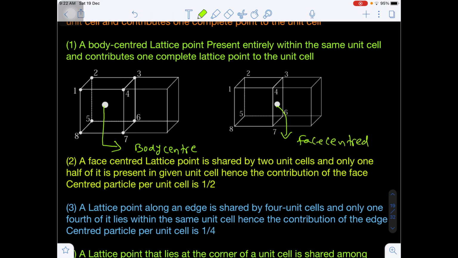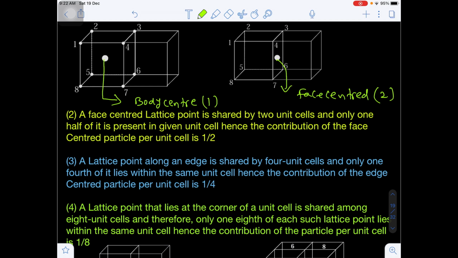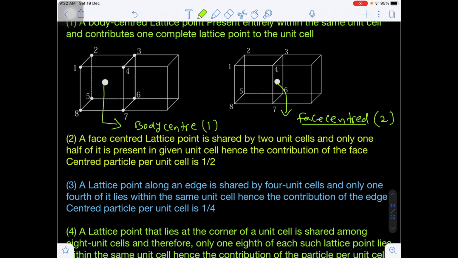This face center lattice point is contributed by how many unit cells? 2 unit cells. Whereas the body center lattice point is contributed by whom? Only 1 unit cell, present in that 1 unit cell. Are you getting my point? The face center lattice point belongs to 2 unit cells.